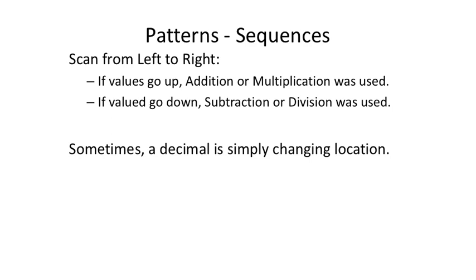Okay, so again, if you scan from left to right and you see the numbers are going up, addition or multiplication. If they go down, subtraction or division. Now this is without considering the sign, meaning positive or negative. So if you see the sign changing back and forth, then that'll be a whole different situation. I'm not sure that we're going to see that today. But yeah, sometimes the decimal is just simply changing location as well, which we will see, but you'll see a few different situations on the assignment.